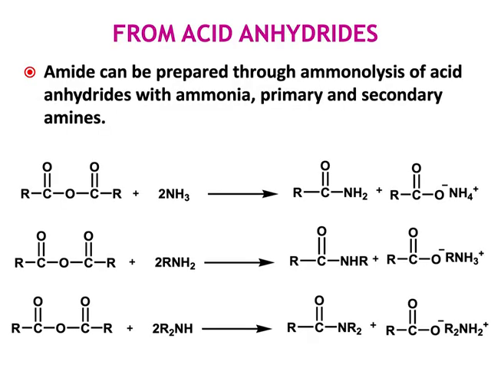So next is from acid anhydride. Acid anhydride reacts with ammonia through ammonolysis to form the amide: primary amide and secondary amide. But make sure in ammonolysis we are using 2 moles of reagent.